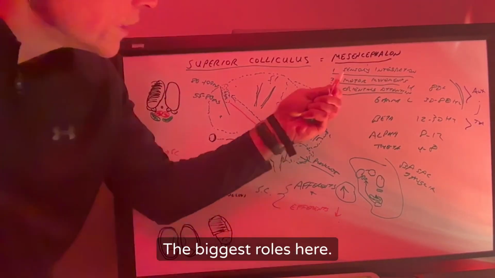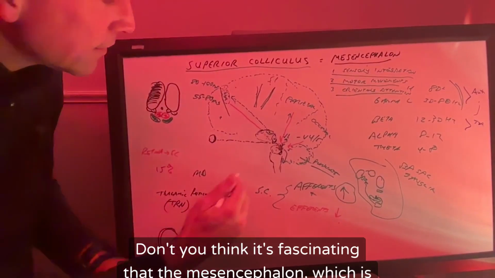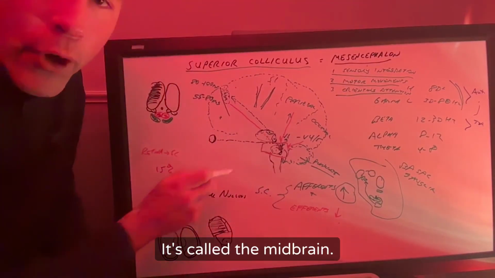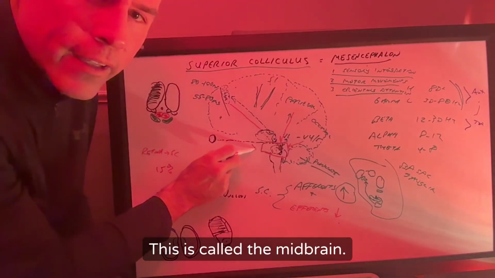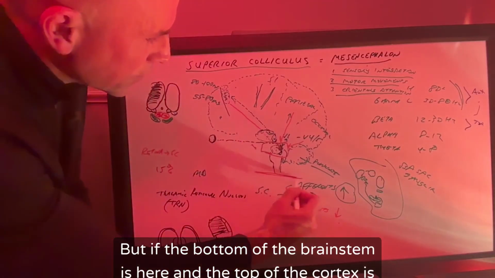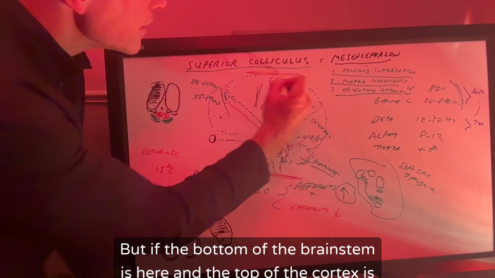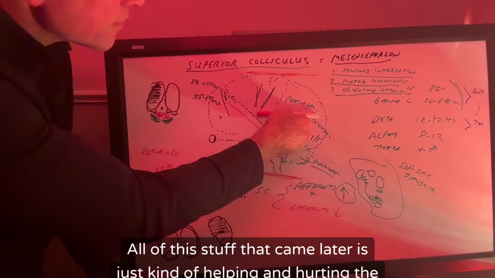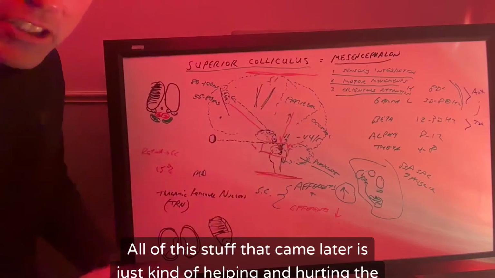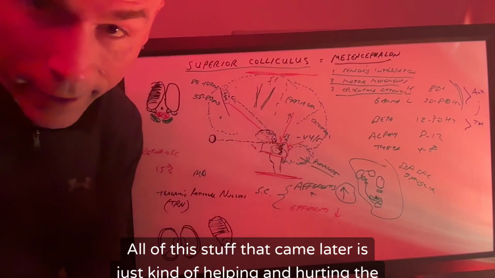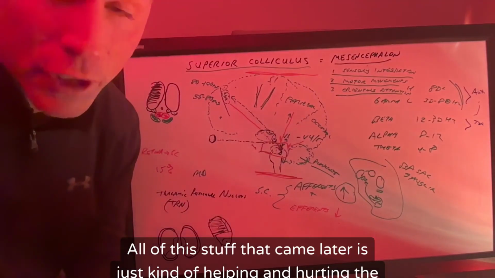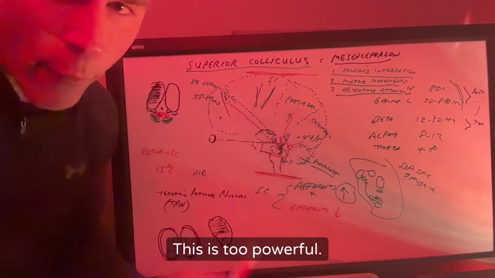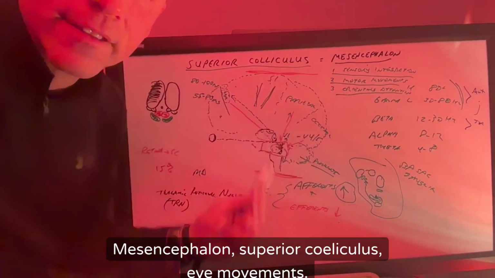The biggest roles here. Don't you think it's fascinating that the mesencephalon, which is just right here, is called the midbrain? This is called the midbrain. But if the bottom of the brainstem is here and the top of the cortex is here, in no way is that in the middle. All of this stuff that came later is just kind of helping and hurting the human because there's too much here. This is too powerful. Mesencephalon, superior colliculus, eye movements.